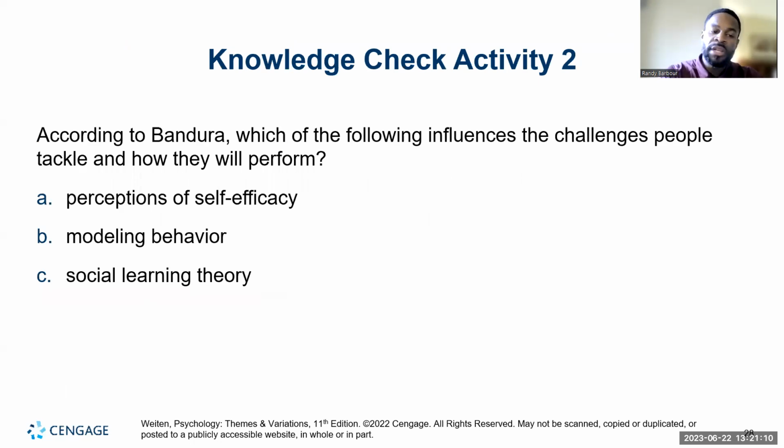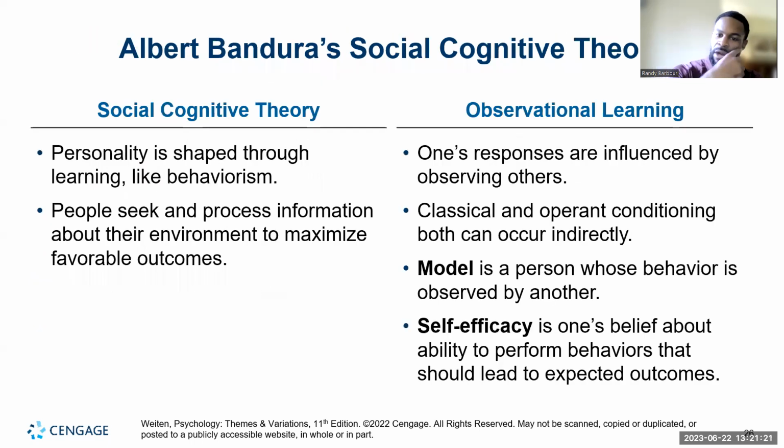Okay? So, according to Albert Bandura, which of the following influences the challenges people tackle and how they will perform? And again, let's go back. Albert Bandura, we talked about self-efficacy. And self-efficacy, like I talked about before, allows you to tackle certain things. You're going to tackle a challenge that you know you're really confident in and you have the ability to do. And you're not going to tackle issues and challenges that you know you don't have the ability to perform. Right. So your self-efficacy plays a big role. I'm giving you the answer because I want to highlight that your self-efficacy, especially in various contexts, plays a big role in how successful you're going to be.